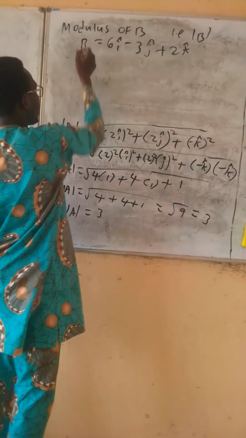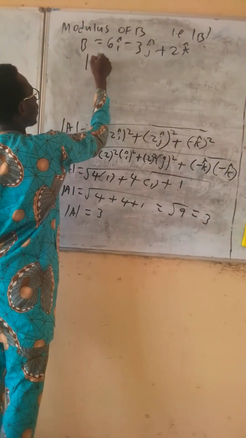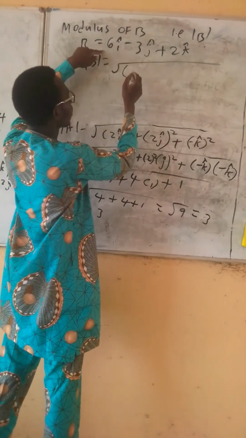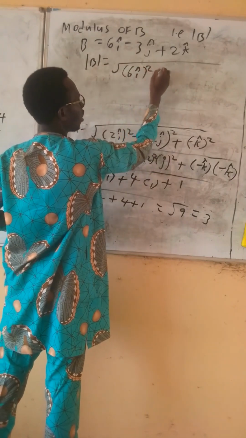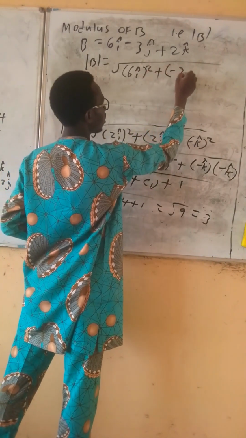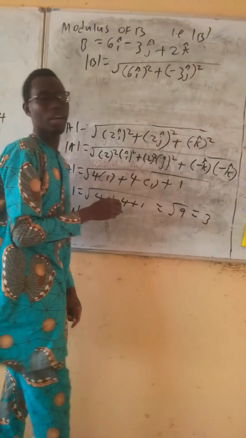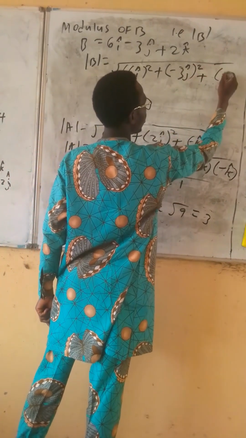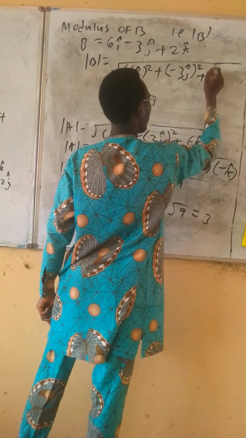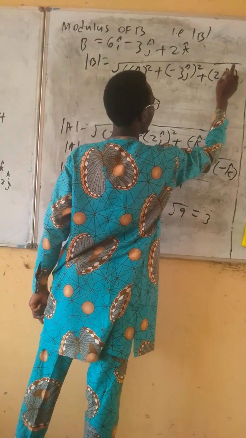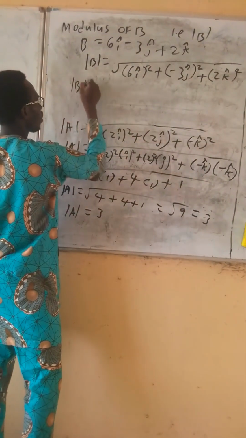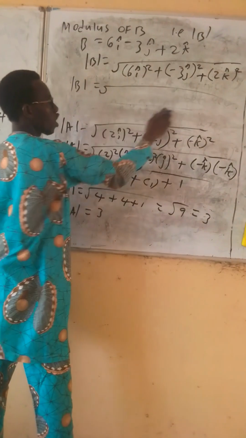So let's go right ahead to find the modulus of B. The modulus of B equals the square root of 6i vector squared plus, we separate by plus, minus 3j vector squared plus 2k vector squared. Have you seen that now? So we have the modulus of B equals, the interpretation of this means what?